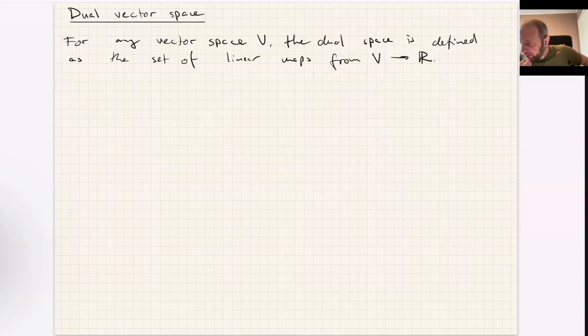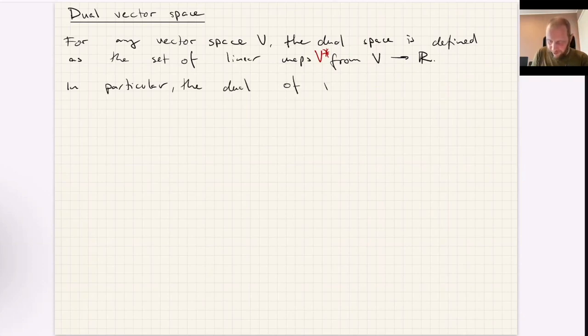And you can see that it is indeed a vector space with a natural definition of additions, for example. So in particular, let me just add here, this is typically denoted V star. In particular, the dual of the tangent space here, TPM, is denoted T star PM.